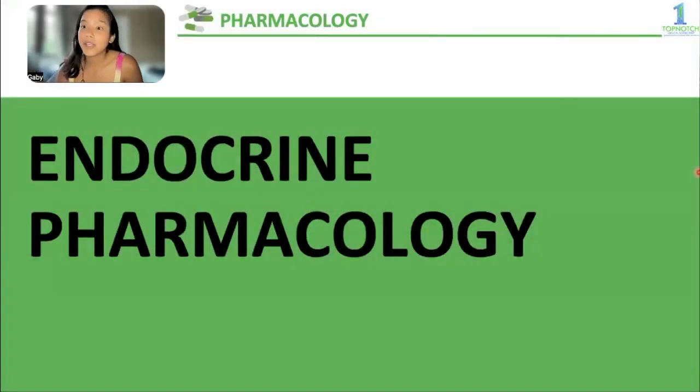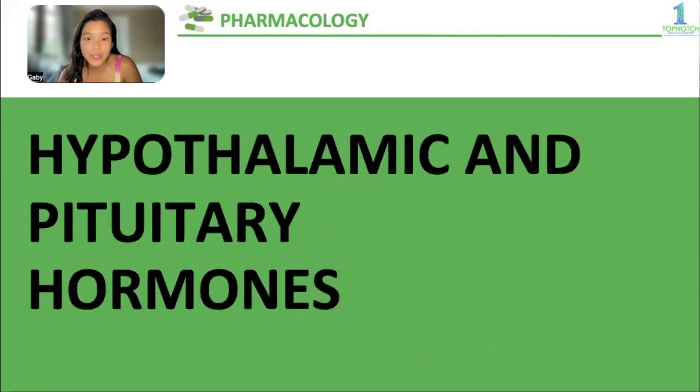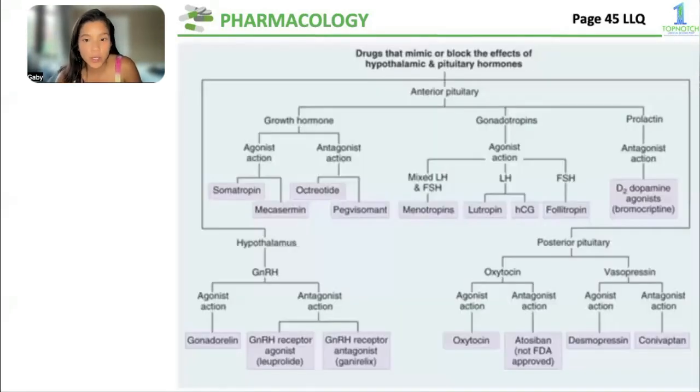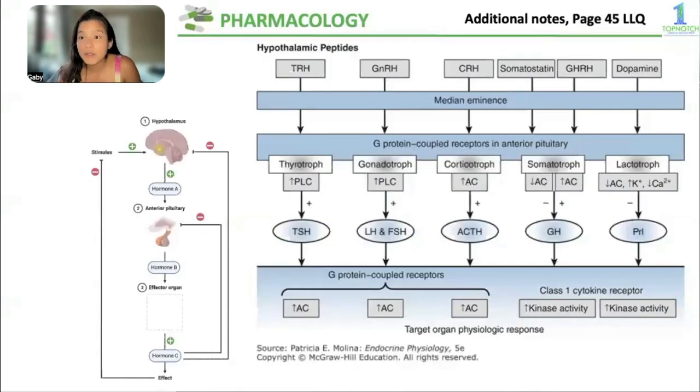Next, let's talk about your endocrine pharmacology, which is a really important topic in pharmacology. We'll start with your hypothalamic and your pituitary hormones. So this is a quick overview. Remember, in pharmacology and in physiology, your hypothalamus will release certain peptides like your thyrotropin-releasing hormone, gonadotropin-releasing hormone, and this will go into your anterior pituitary to tell the cells there to release stimulating hormones.